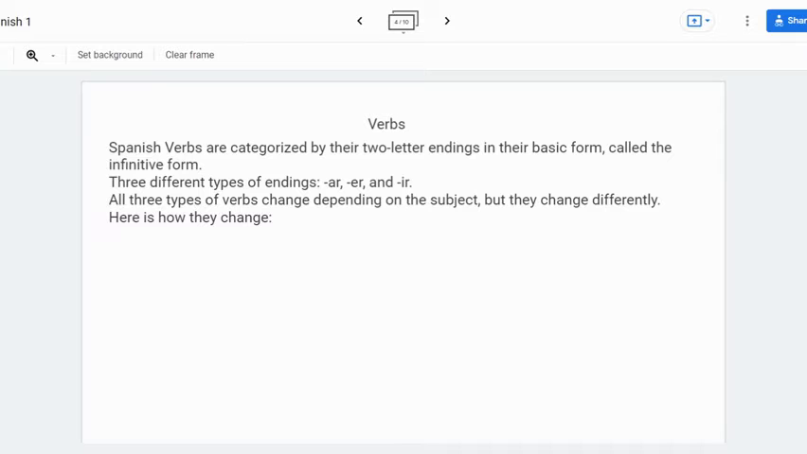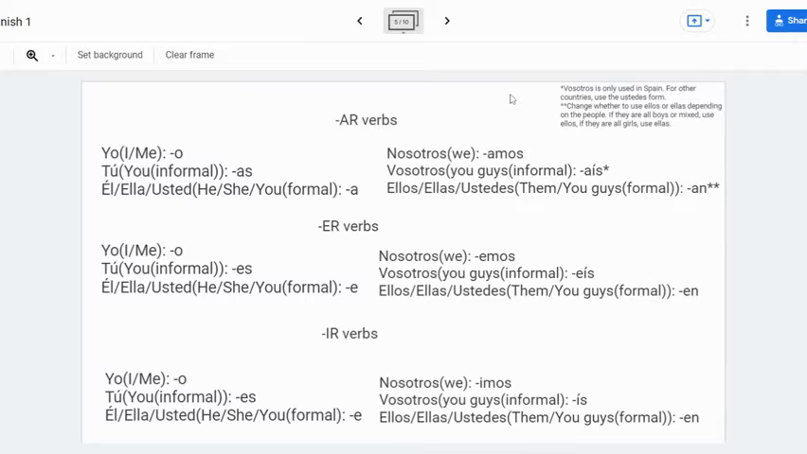All three of these verbs change depending on the subject, but they change differently. Here is how they change. For AR verbs, if the subject is yo, which means I and me, you would drop the AR and add an O. For the tú form, which is the informal you, you would drop the AR and add an AS. For the él, ella, and usted forms, you would drop the AR and add an A.